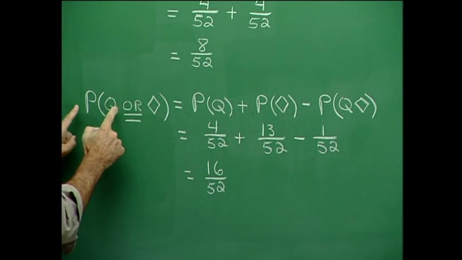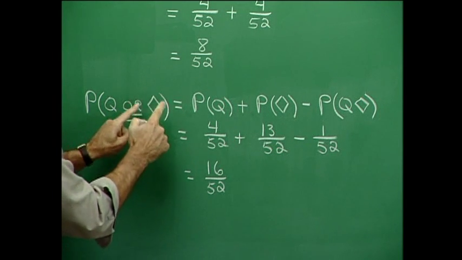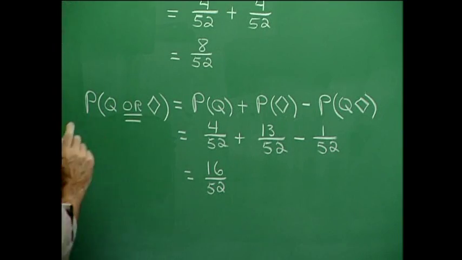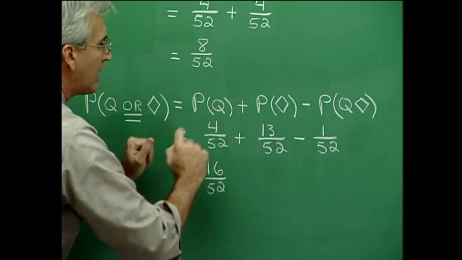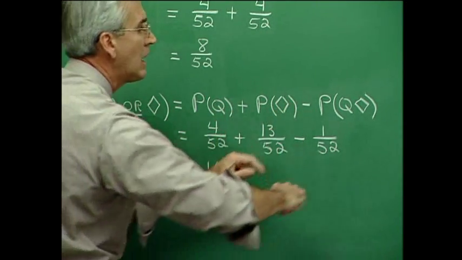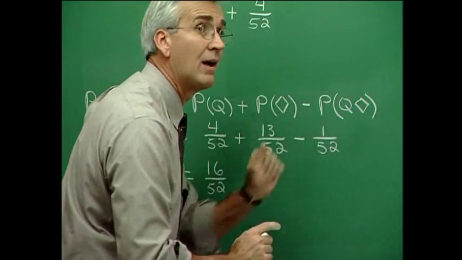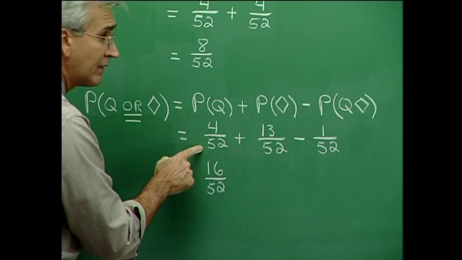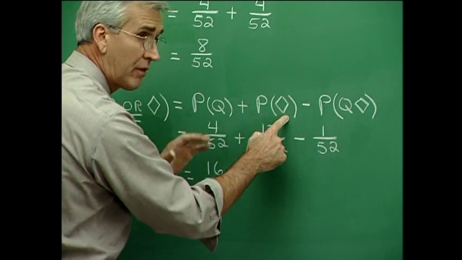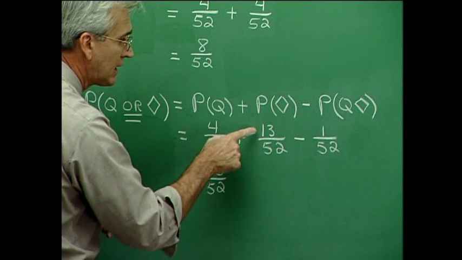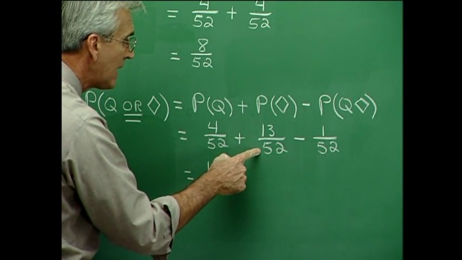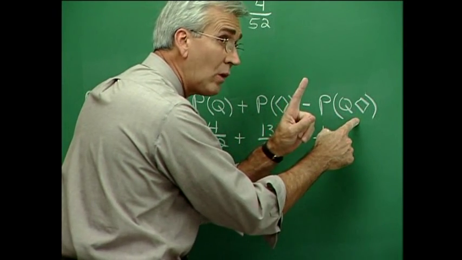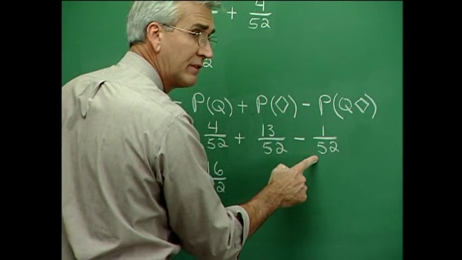Here's what we do. We find the probability of queen, we add the probability of diamond, and we subtract the probability that both of them happen. So it's the probability of a queen, plus the probability of diamond, minus the probability of the queen of diamonds. The probability of queen: there are 4 queens in the deck of 52. The probability of diamond: there are 13 diamonds, so it would be 13 in 52. And the probability of drawing the queen of diamonds, since there's only 1 in the deck, would be 1 in 52.